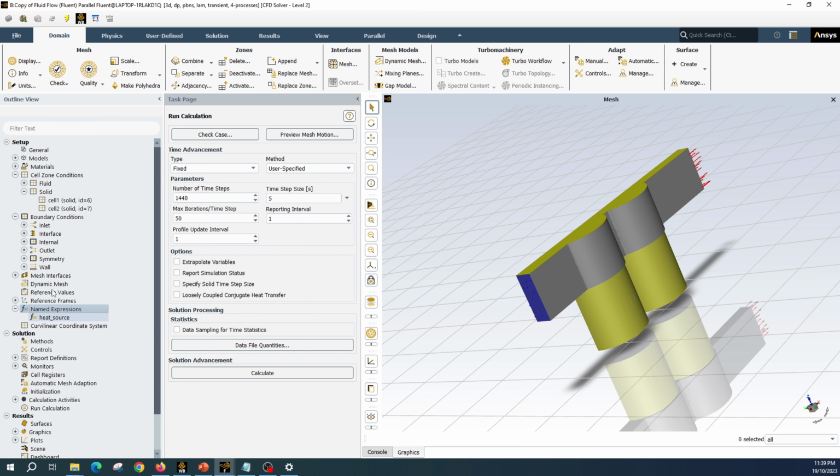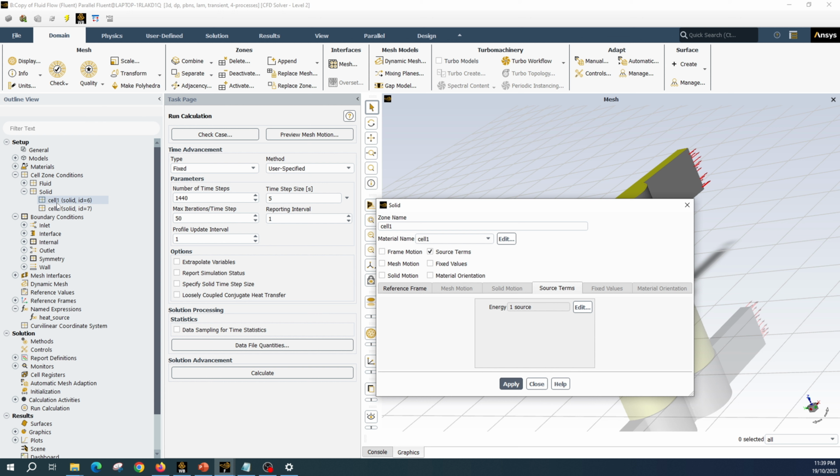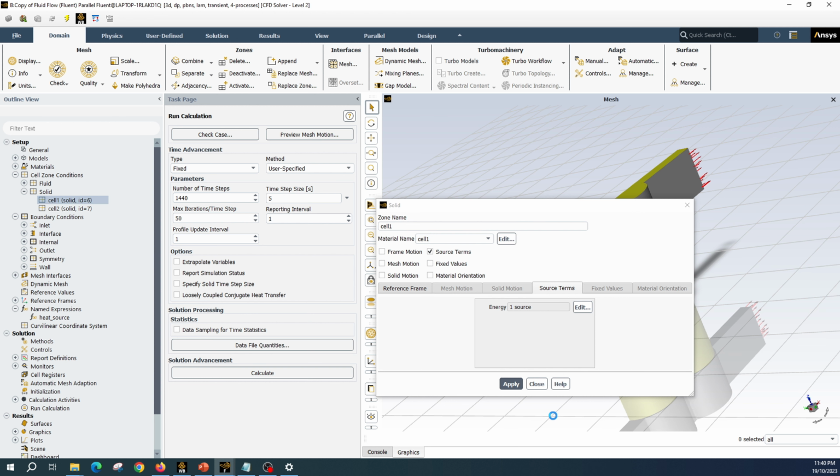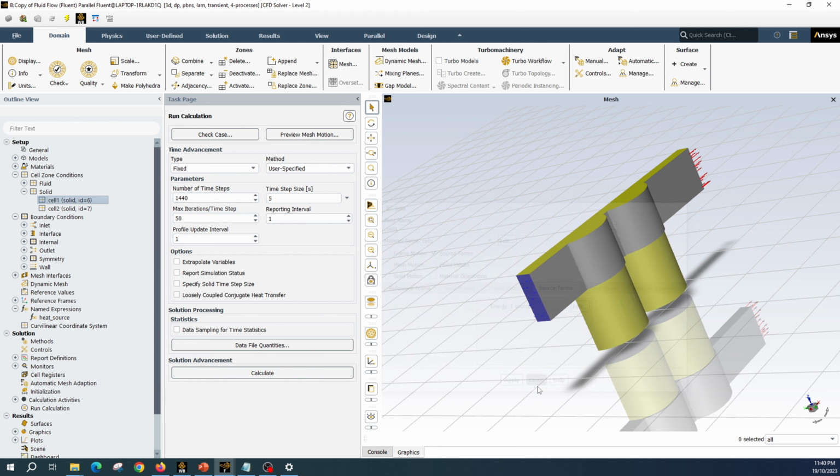Let's take this source to the cell zone. So this one is our battery cell, cell 1. Yes, I have activated heat source. So you will go to heat source. One source you can define constant over here, but we have defined, you can see heat source is appearing over here. So it is smart enough to recognize what parameter should appear at which position. It knows heat generation is in watt per meter cube and it is appearing over here. Heat source, okay, apply and close.